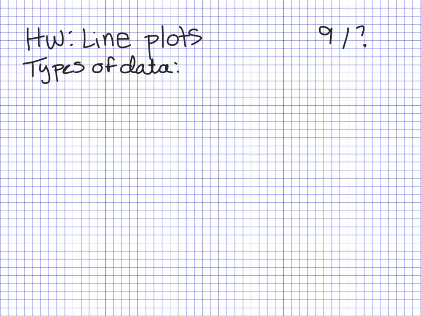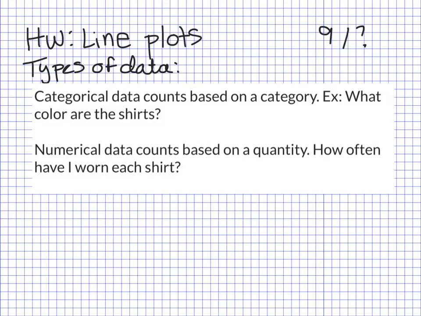There are two main types of data, and either one can be represented by a line plot. Let's go ahead and write down what those two types are. Categorical data counts based on a category. So for example, what color are the shirts in my closet? I might respond, well, I have 3 white shirts, I have 5 black shirts, and I have 6 red shirts.